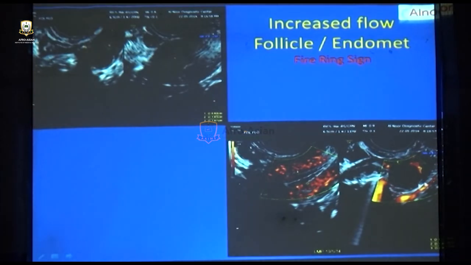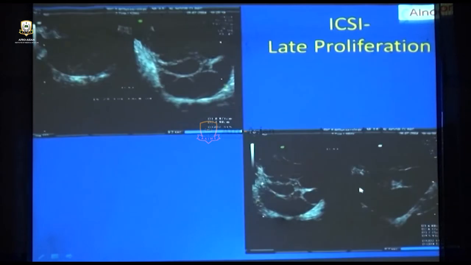Number two, you see the blood flow around the follicle, we call the fire ring sign. So the entire follicle wall shows increased vascularity. Similarly, those girls who get the stimulation, very carefully please monitor them. Don't let them go home and come after 1 month or 2 months. You gave the injection, you gave the tablets, without calculation. You start with a minimal dosage.